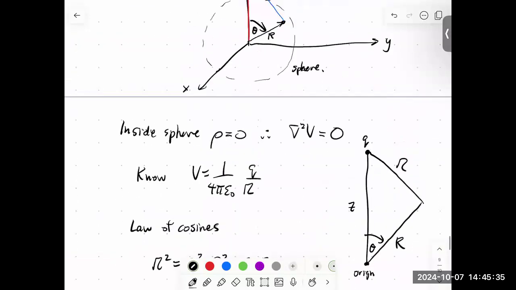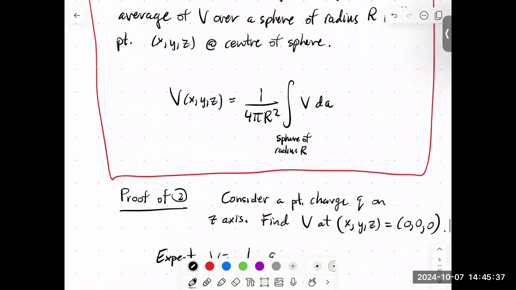Oh, yeah, that's just from here. We're adding up all the potentials times little patches of area on our sphere. And then to get rid of that area, we have to divide by it.